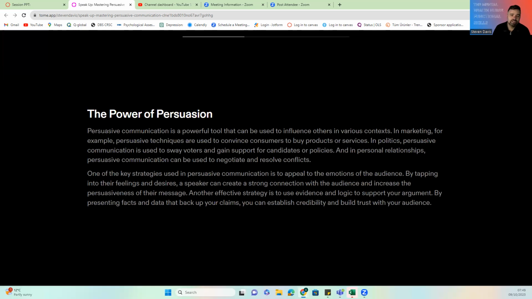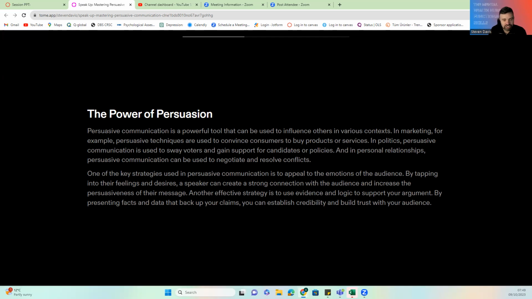So, the power of persuasion. Persuasive communication is a powerful tool and can be used to influence others in a variety of contexts. In marketing, for example, persuasive techniques can convince customers to buy products or services. In politics, persuasive communication can be used to sway voters and gain support for candidates or politicians. And in personal relationships, persuasive communication can be used to negotiate and resolve conflicts.